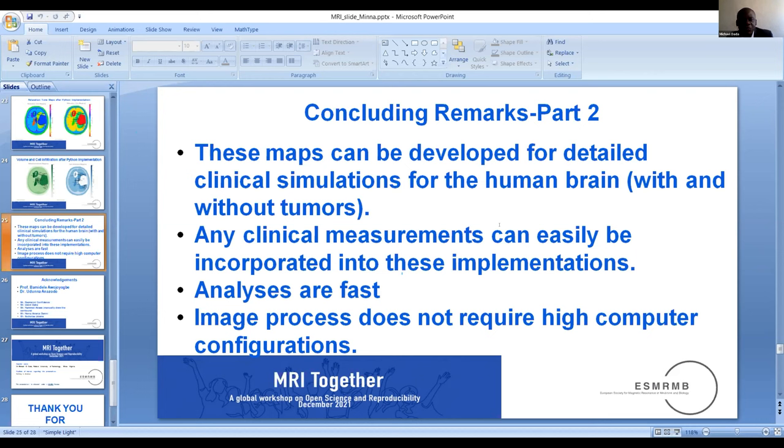We also notice that getting this map takes between 1 and 2 minutes. So it's no more than 2 minutes, which shows that processing this image is actually faster than a process where we have to combine quite a lot of DICOM images. Image processing does not require a high computational configuration. We were actually able to run this algorithm on an 8 gig RAM laptop, which means that it could be done for as many conditions as possible.